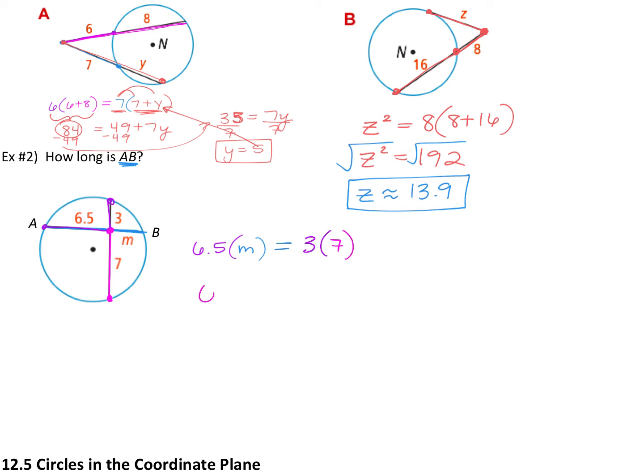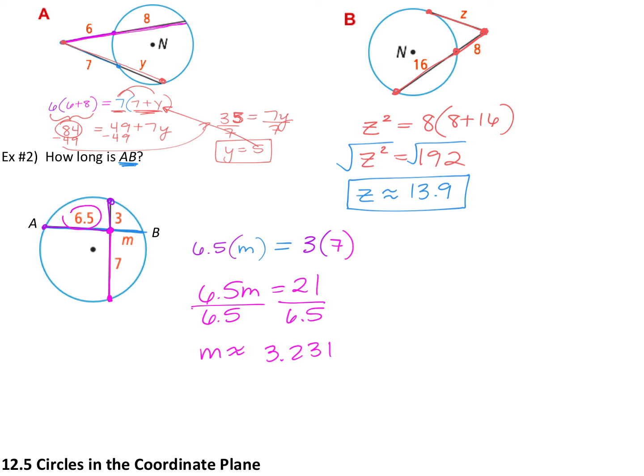Okay, so we're going to divide by 6.5. So 21 divided by 6.5 is, M is approximately 3.231, if you will. How long is AB? Nearest tenth would be like 9.7, yeah.